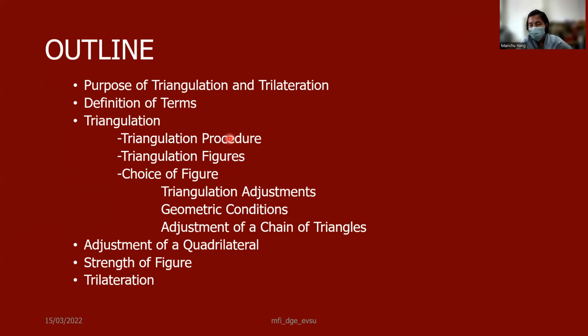We are going to discuss the intervisibility of stations: how do you compute if one point cannot be seen from another point because of some obstruction? Other than that, we are going to discuss the application of spherical excess in our geodetic control network, reduction to center, reduction to sea level, and the last one will be the adjustment of our quadrilateral.